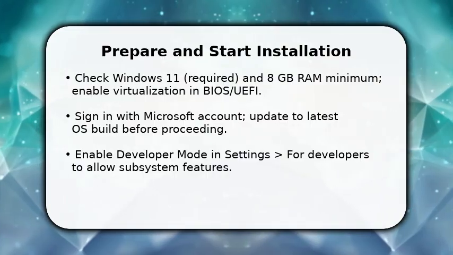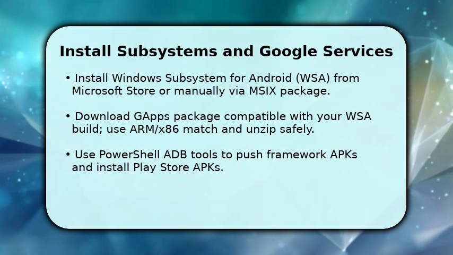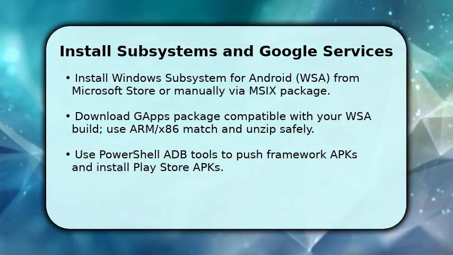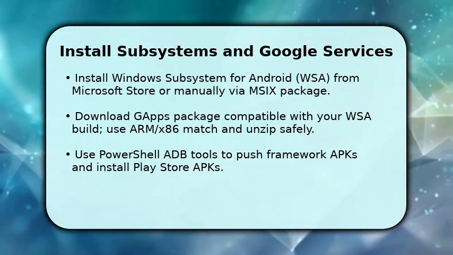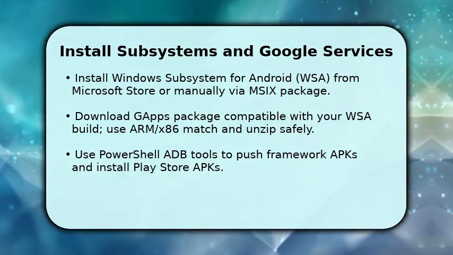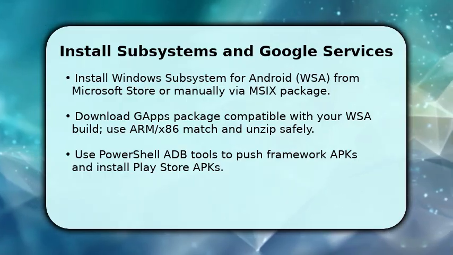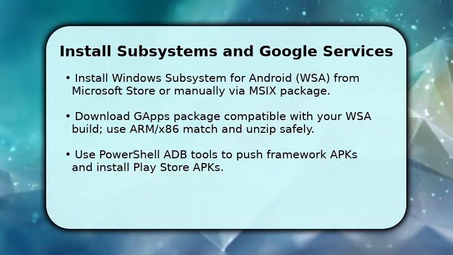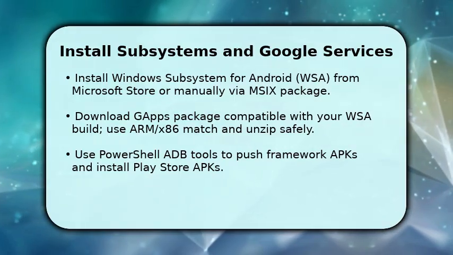Now you install the subsystem and Google components. First, get Windows subsystem for Android, either from the Microsoft Store or a matching MSIX package. Install it and launch once to create its environment. Then obtain a compatible GApps package for your WSA build and extract only the necessary APKs.